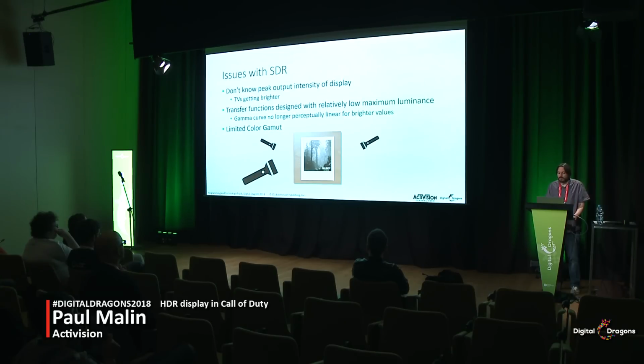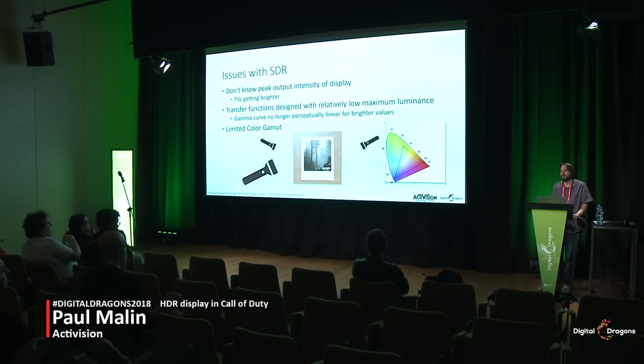TVs can apply some compensation for this, but there is only so far they can go. We talked about SDR gamma transfer functions being perceptually linear, but with increased brightness, this is no longer the case, and for very bright values, our eye's response is more like a log curve. Finally, SDR only provides a limited color gamut. The range of colors we can represent, due to the location of the sRGB color primaries, is a subset of the colors that are discernible by our eyes.